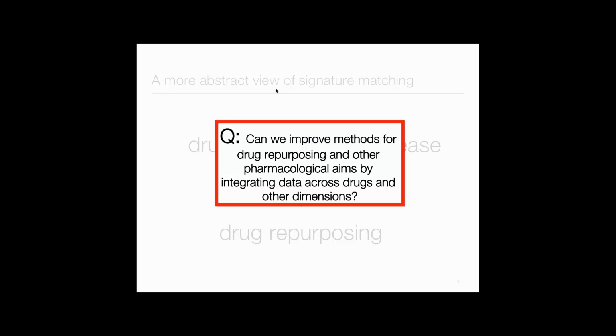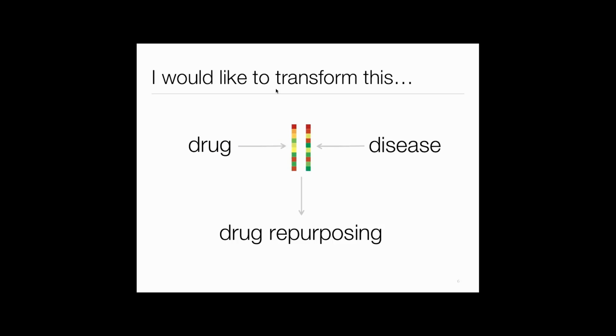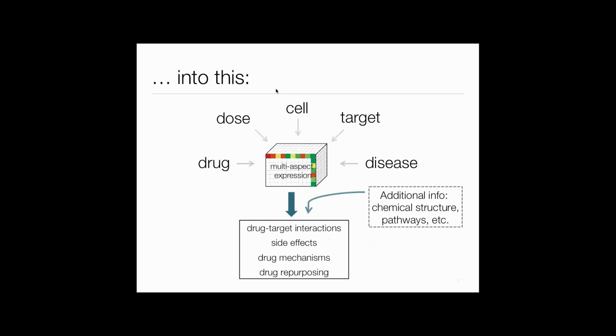And I'll give you a picture to be more specific of what I'd like to do. So I would like to transform this picture into something that looks more like this. At the center, I have a cube of expression data, some sort of multi-aspect expression data. For example, one dimension would be genes, and then I could have another dimension being multiple drugs, and another dimension being different doses or different cell types, etc.